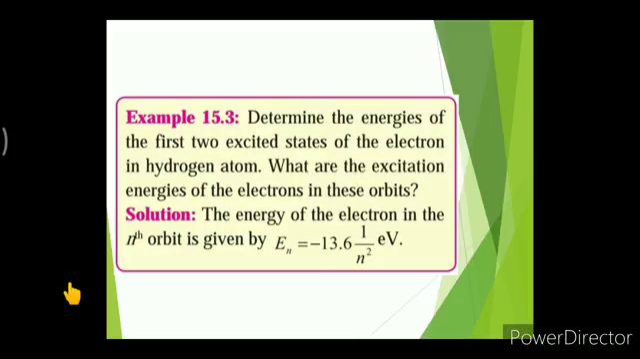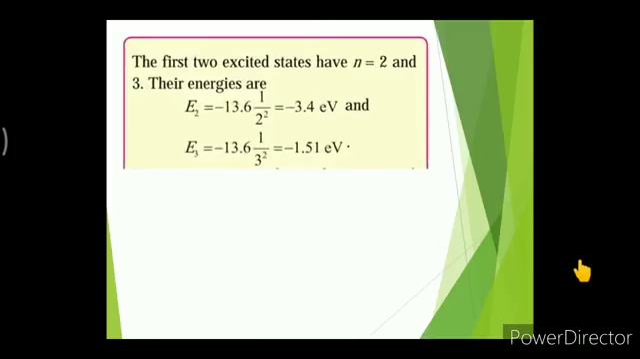Let's see the solution. The energy of the electron in the nth orbit, as we had derived the expression for the same also, is given as, in general, En is equal to minus 13.6 upon n square electron volt. The first two excited states we are having n is equal to 2 and n is equal to 3. The ground state is given as n is equal to 1.